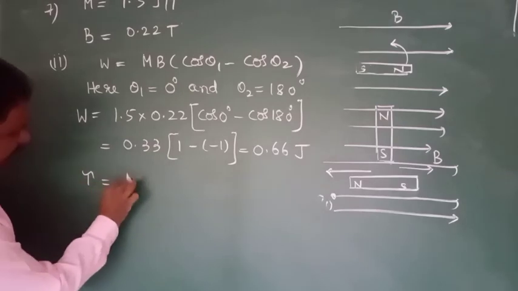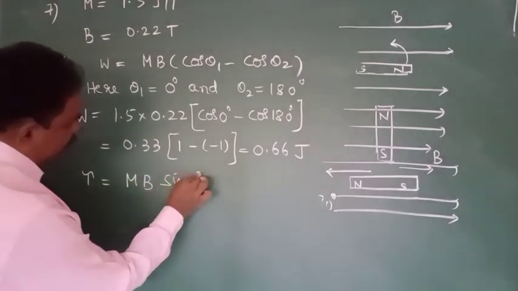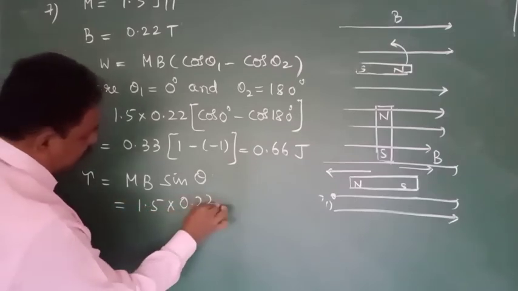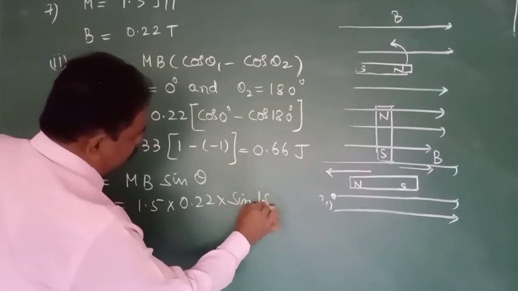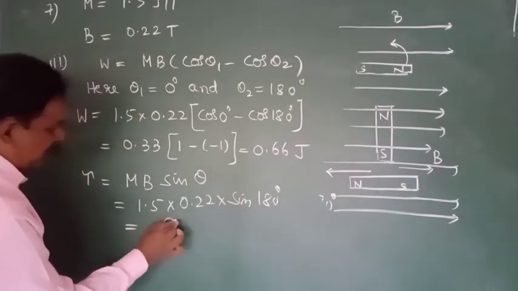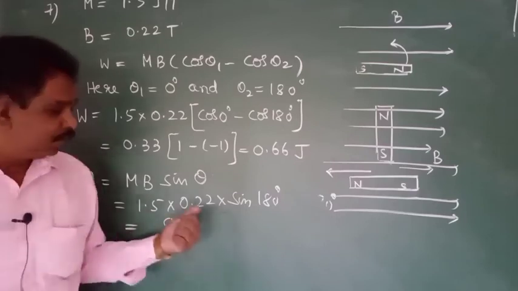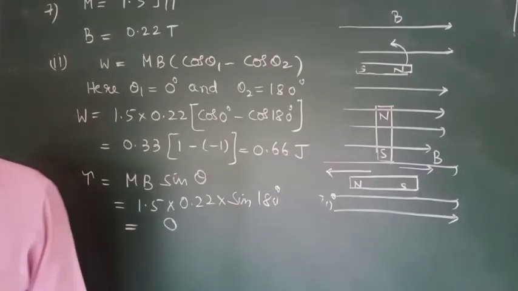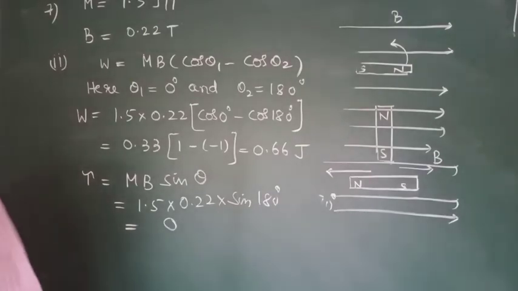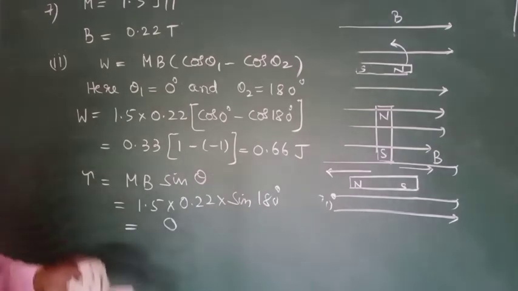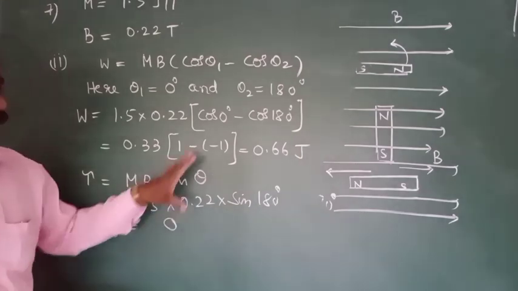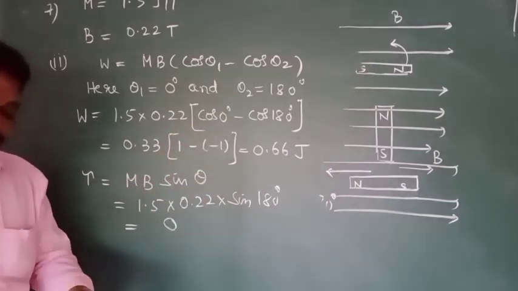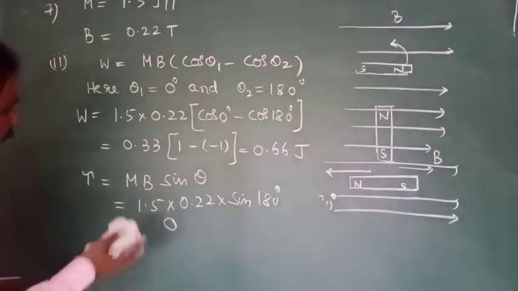Torque acting on that magnet in that position. Tau is equal to MB sin theta, 1.5 into 0.22 into sine 180 degrees. Sine 180 is 0. Therefore, the torque acting on it will be equal to 0. Okay. There will be no torque acting on the magnet in that position. Clear? Note it down all. Pause the video. Write down. Any doubt is there, just call me or WhatsApp me. We will reply. Like that it will be there.